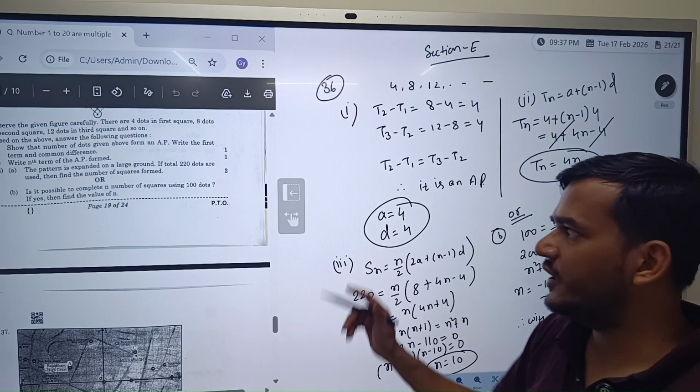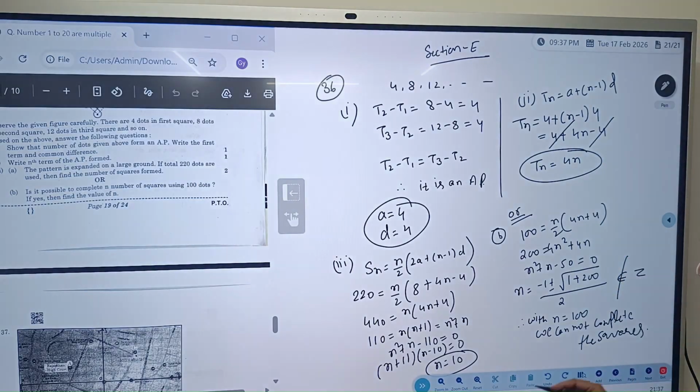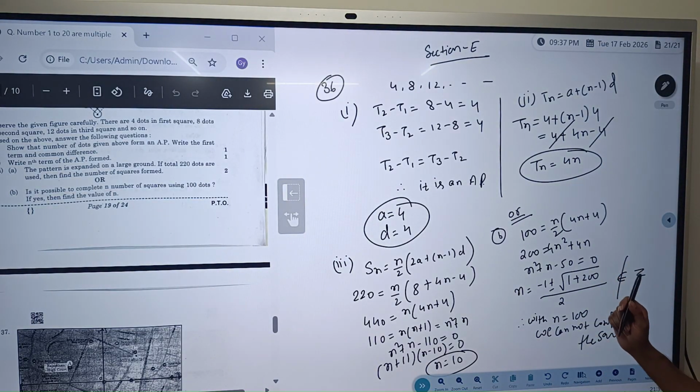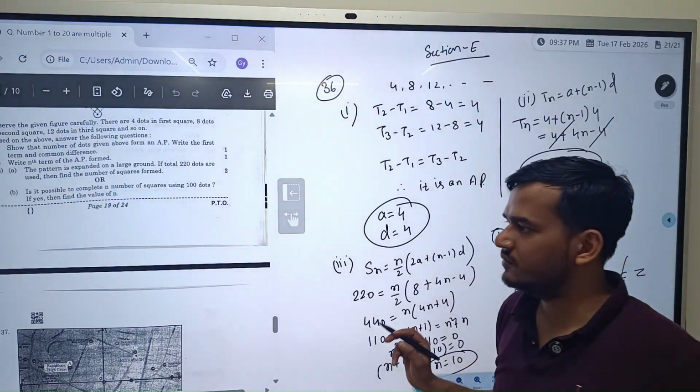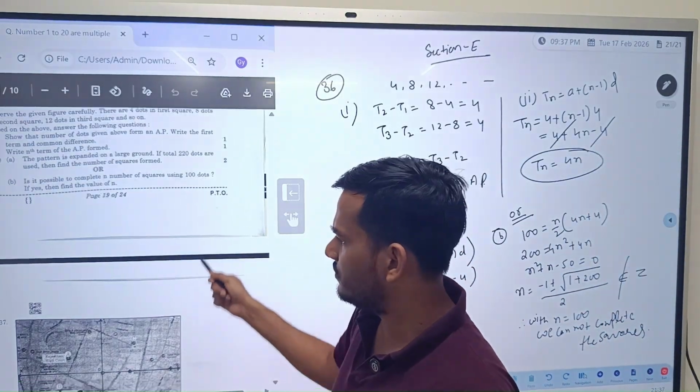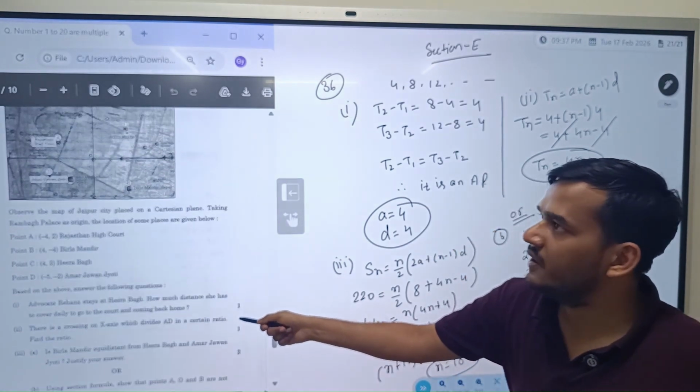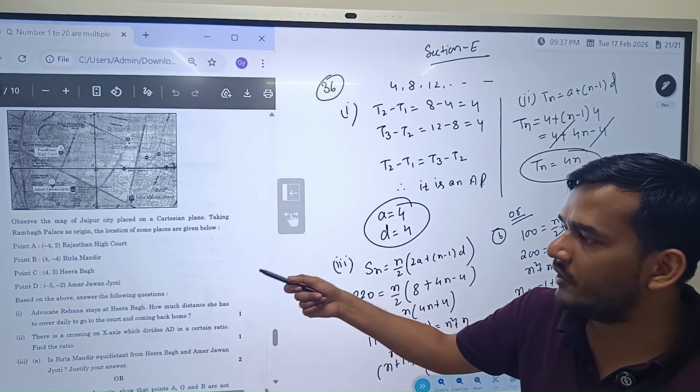With n equal to 100, we cannot complete the squares because we are not getting any integer value of n with 100. So moving to the next case study. This is from the coordinate geometry.